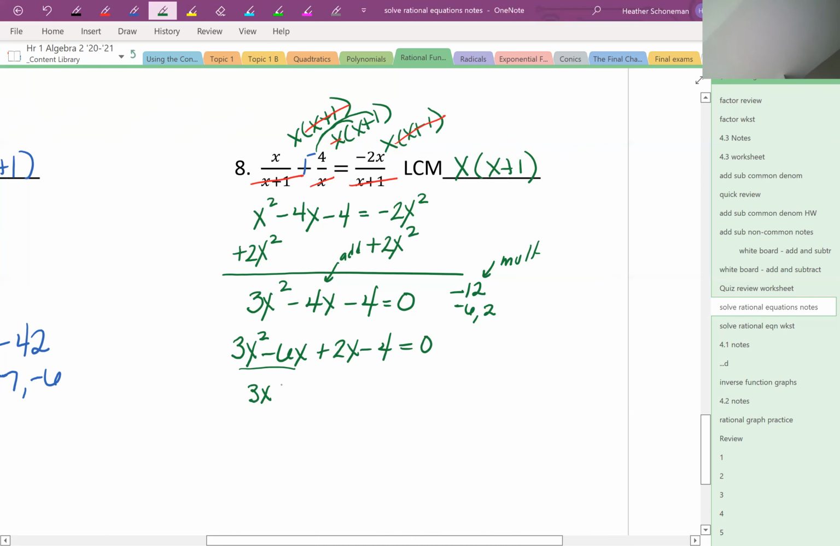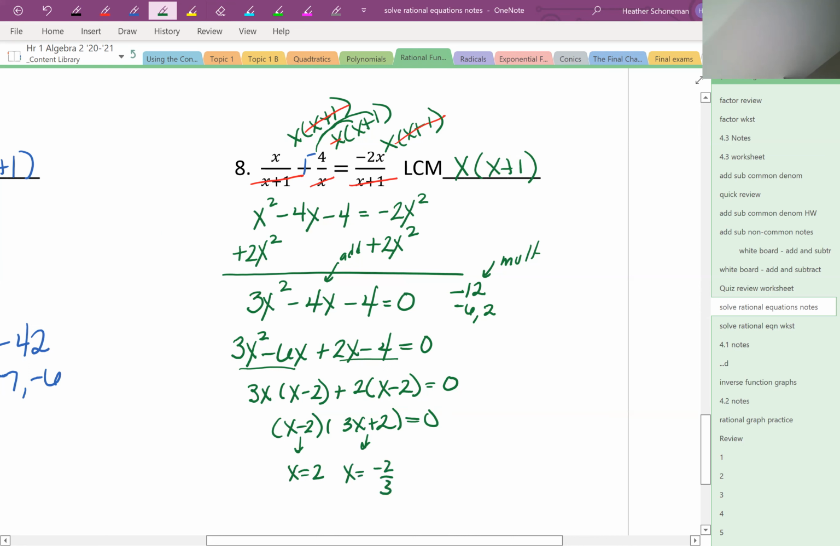Out of the first two terms, I can take out a 3x, and I have x minus 2. Plus, out of the next two terms, I can take out a 2, and I've got x minus 2. I rewrite it as x minus 2 times 3x plus 2. And now when I solve, the first one is going to give me x equals 2. On this one, if I set this equal to 0 and solve, I've got to subtract 2, so I get negative 2, and then divide by 3, so x equals negative 2/3.